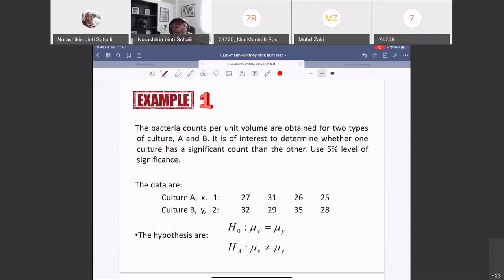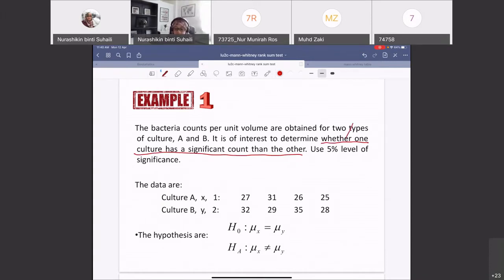The bacteria counts per unit volume are obtained for two types of culture, A and B. It is of interest to determine whether one culture has a significant count than the other. Okay, so you can see here whether one culture has a significant count than the other. It doesn't mention specifically A is greater than B or B is greater than A.